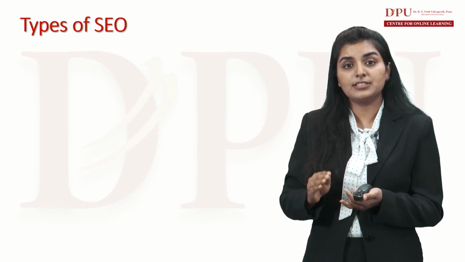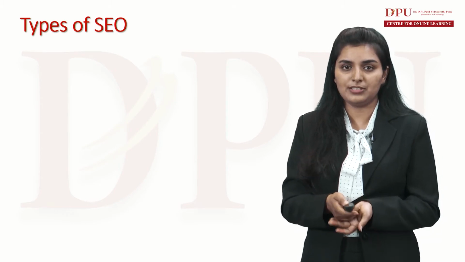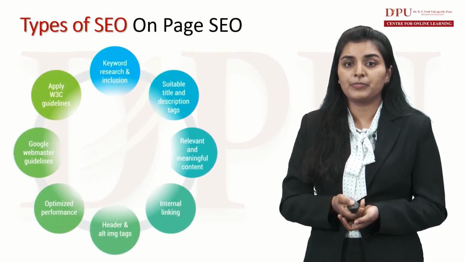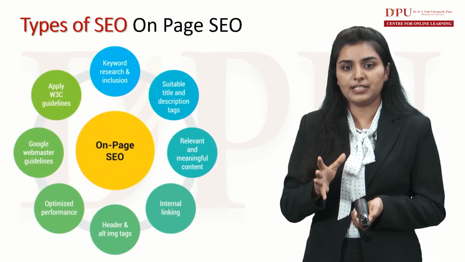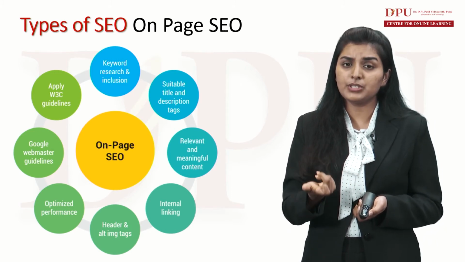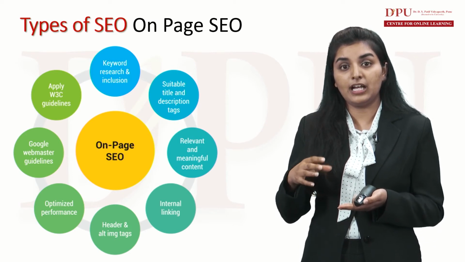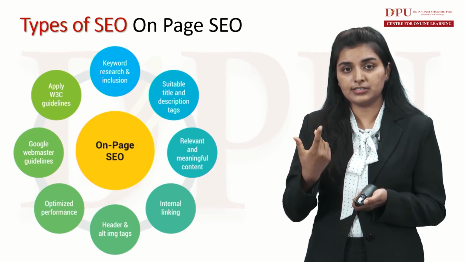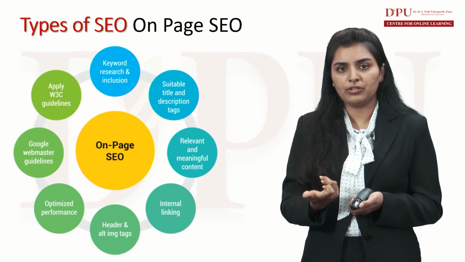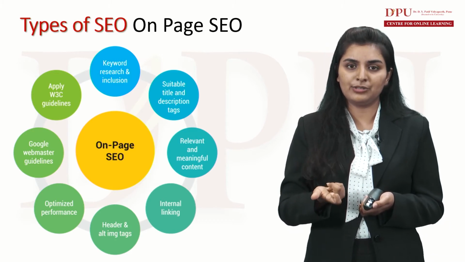Now, what are the various types of SEO? We have on-page SEO and we have off-page SEO. So let's see what on-page SEO is all about. When we are talking about on-page SEO, we are talking about keyword research and analysis, which is very important. If you want to rank your website high in the search page, you have to understand what people are looking for, what kind of keywords or phrases they are looking for.